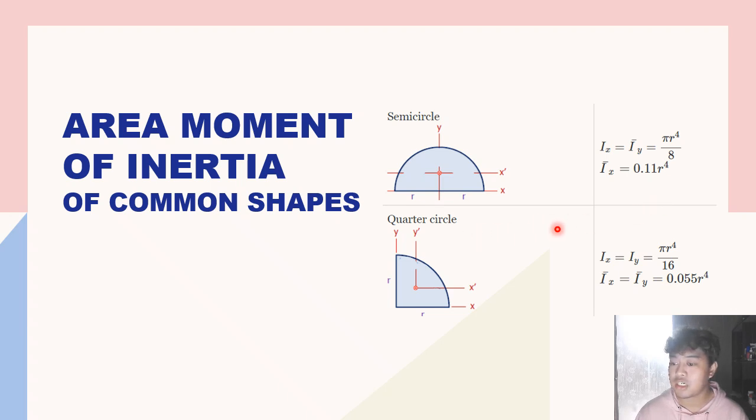Then for a quarter circle, we have pi r to the power 4 over 16. And again, that is for Ix and Iy. And also, if we simplify that, we have 0.055 r to the power of 4. So that is going to be our working formulas for area moment of inertia.